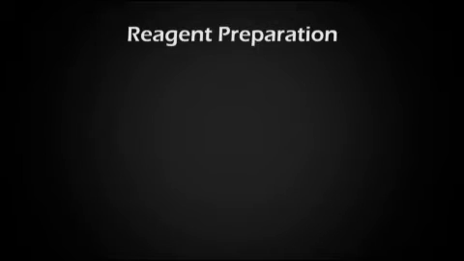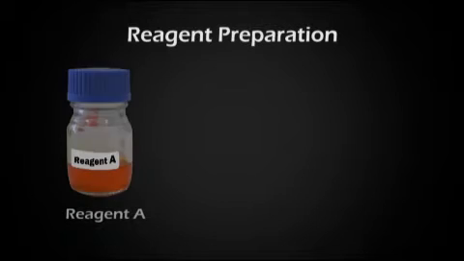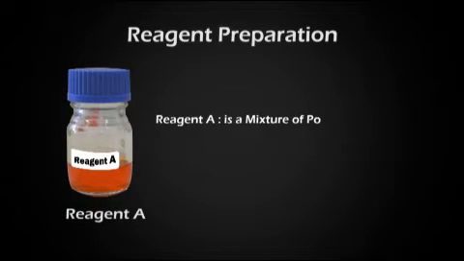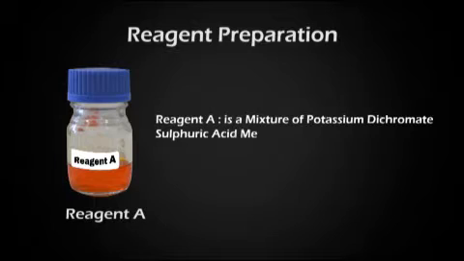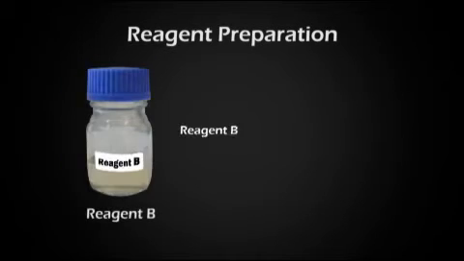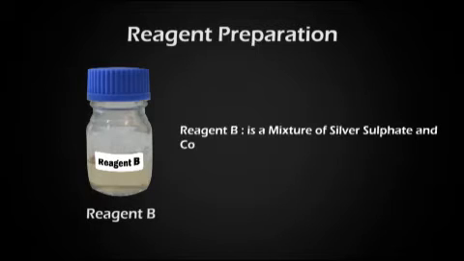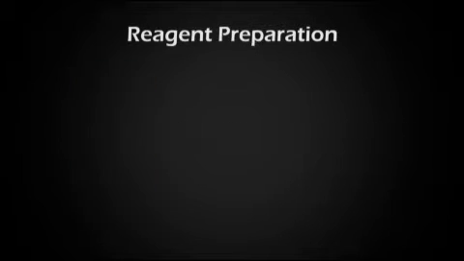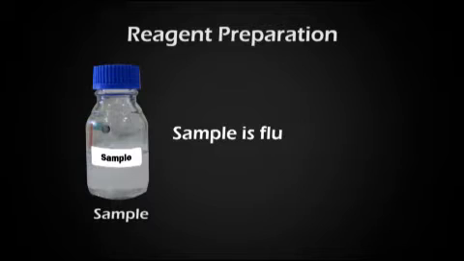Reagent preparation. Reagent A is a mixture of potassium dichromate, sulfuric acid, mercuric sulfate, and distilled water. Reagent B is a mixture of silver sulfate and concentrated sulfuric acid, and the sample is effluent water.